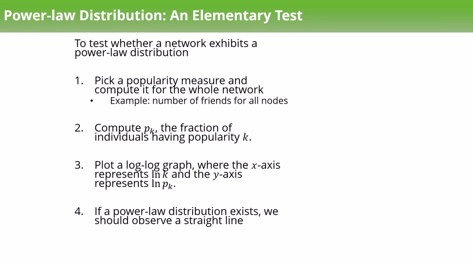The next one is an elementary test for power law. How do we check whether a network follows the power law? Choose a popularity measure, for example number of friends, and calculate the fraction of users with each degree. Next step, create a log-log plot, with x-axis equal to log k and y-axis equal to log probability. Check whether the points form a straight line. If yes, the network may exhibit power law behavior.